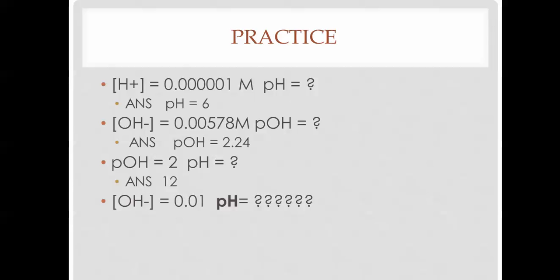And then if the hydroxide ion concentration is 0.01, what is the pH? Now, we have to do this potentially in a couple steps. There would be a couple ways to do this problem, but I think the easiest thing is to find the pOH first, take the negative log of this number here, and the pOH is 2, and then they have to sum to 14, so the pH is 12. The pOH is 2, and the pH is 12.